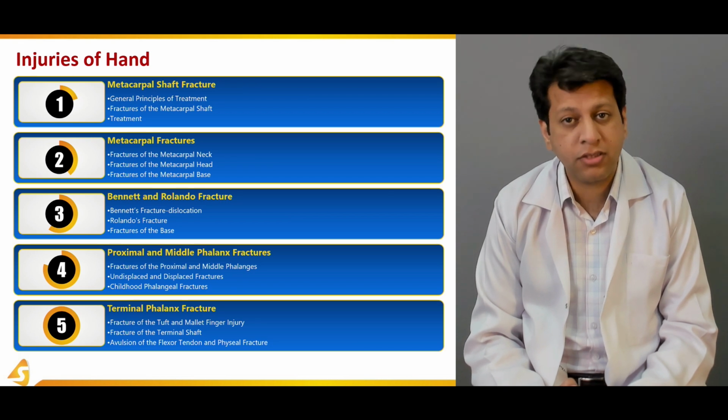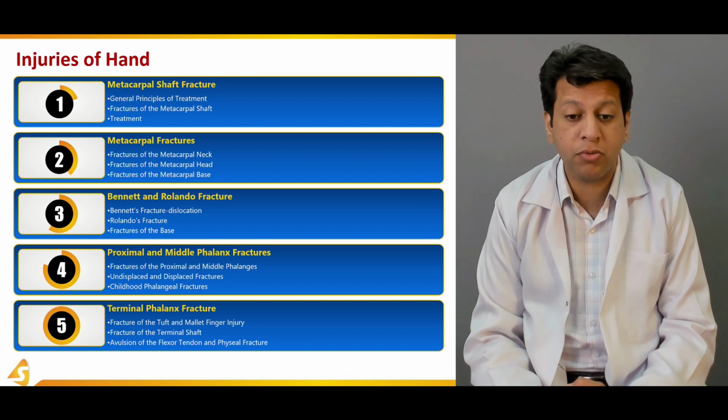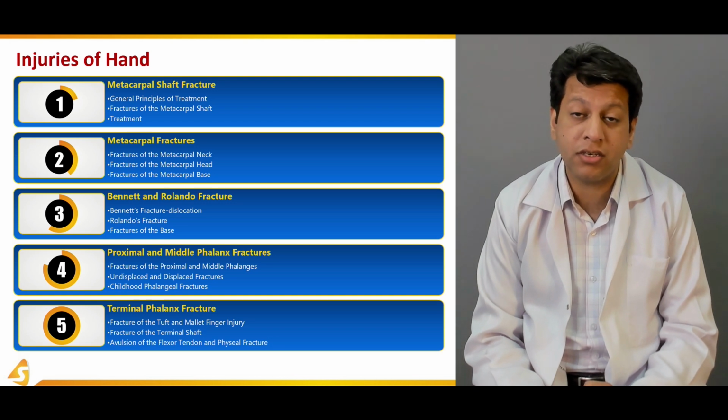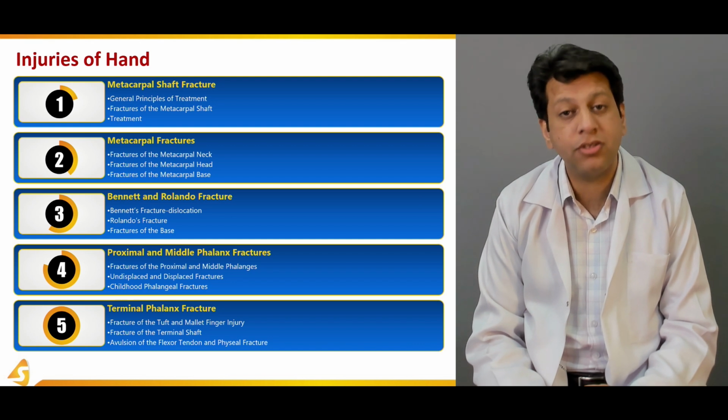distal phalanx as a separate entity because it is usually associated with nail bed injuries at times as well. We'll be discussing the tuft and mallet finger, the terminal shaft injury, and avulsion of the flexor and extensor tendon injuries as well, namely which is called as the mallet finger or the jersey finger.